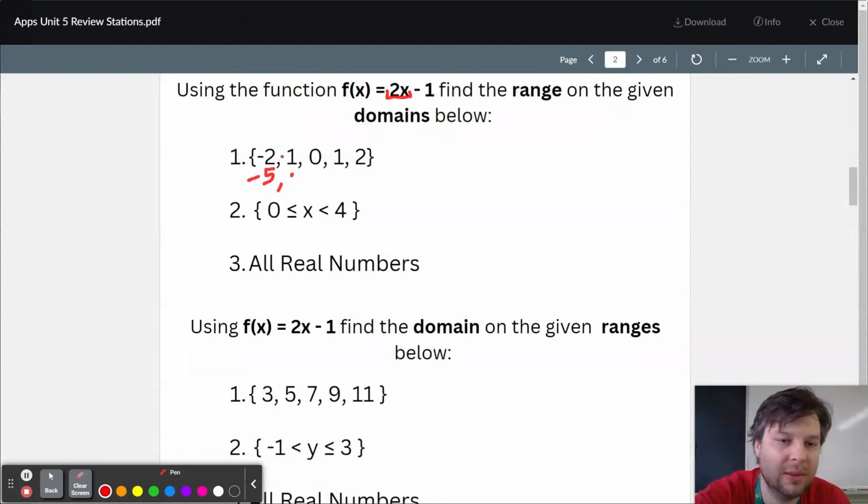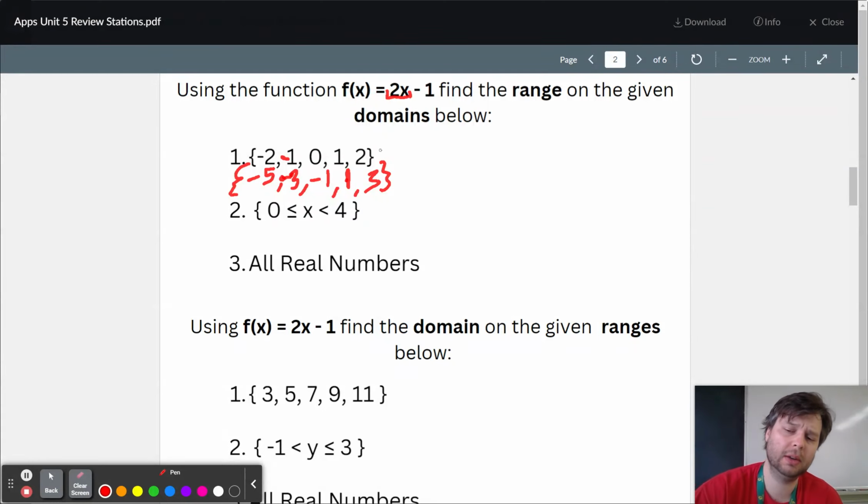I'm actually going to assume that they meant -1 here on this problem. It's just a typo, which brings our answer down to -3. If you plug in 0, you get -1. If you plug in 1, you get +1. If you plug in 2, you get +3. So that's the range. Those are the y values that I get out as answers.